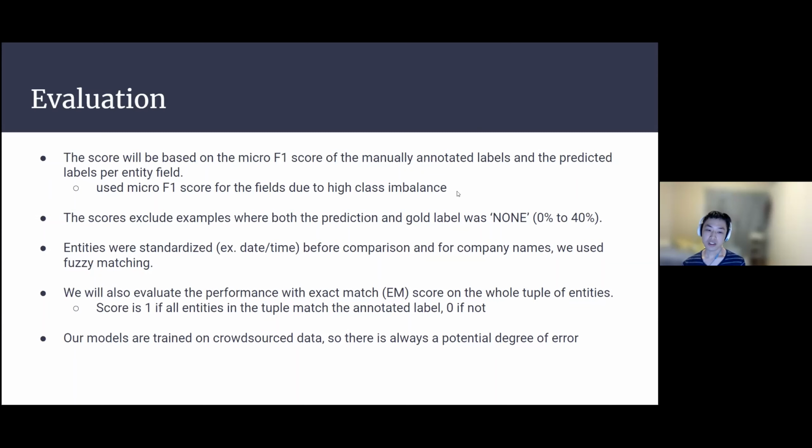In addition to doing evaluation per field, we also evaluated the whole tuple for the event. That was done using an exact match score, which is 1 if all the fields in the tuple match and 0 if not. And just as a note, our models are trained on crowdsourced data, so there might be a potential degree of error. Next slide.